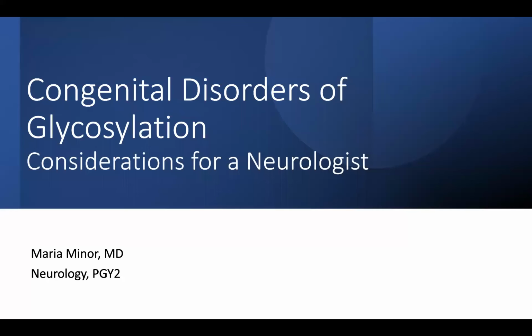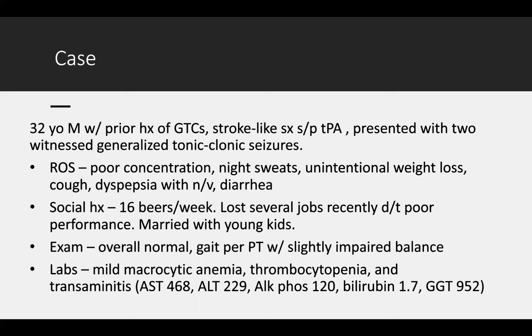Okay. Hi, everyone. I am presenting today on congenital disorders of glycosylation, specifically the considerations for a neurologist. So the case for this presentation is a 32-year-old male with prior history of GTCs and stroke-like symptoms. He received TPA, who presented with 2 additional GTCs.